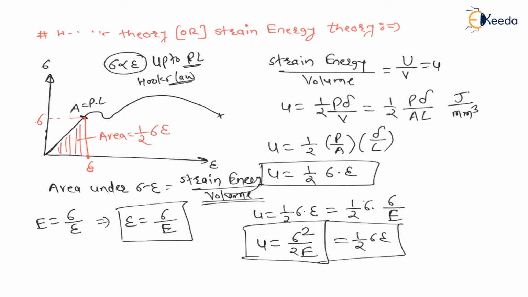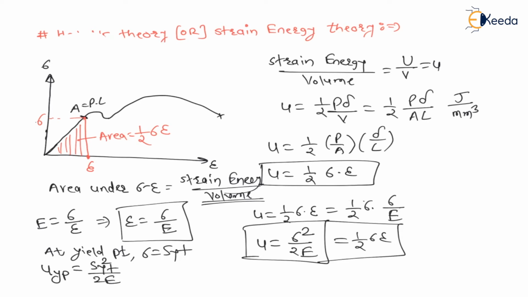Now at yield point, what is the stress at yield point? At yield point, the stress value is SYT, that is yield strength. Therefore strain energy per unit volume at yield point is nothing but SYT square divided by 2E, right? Now these values are required for further calculations.